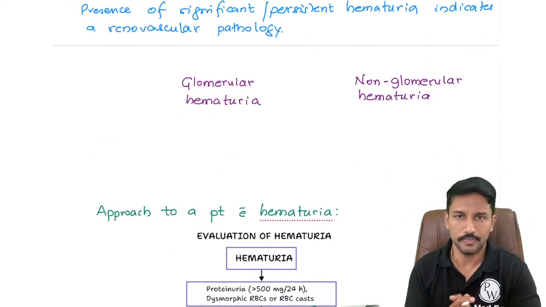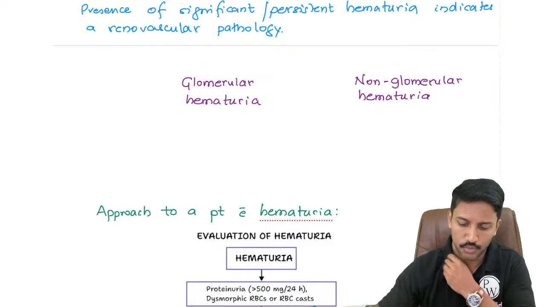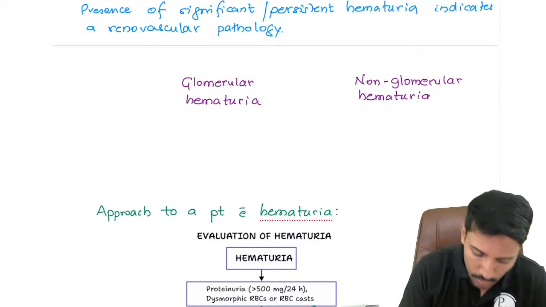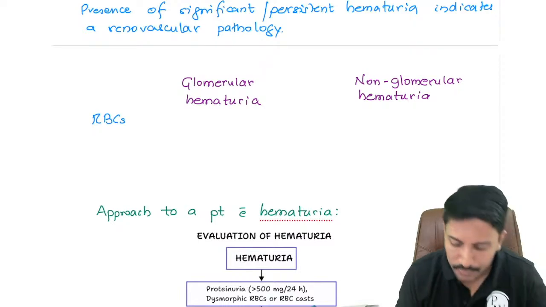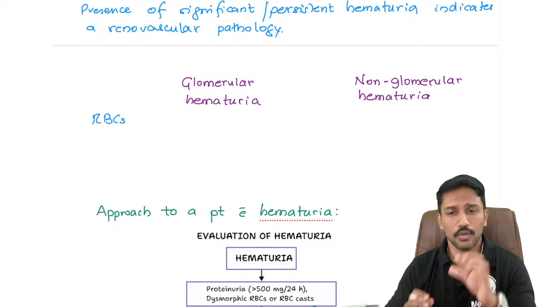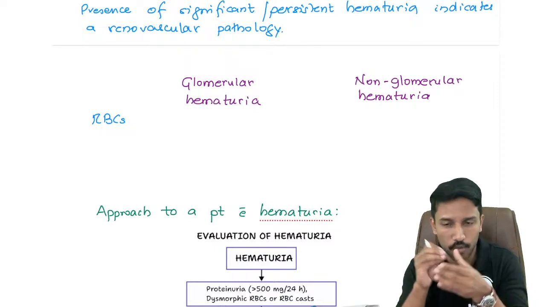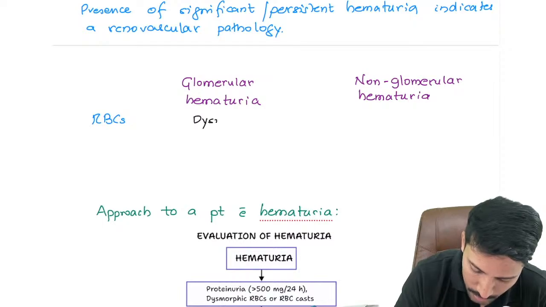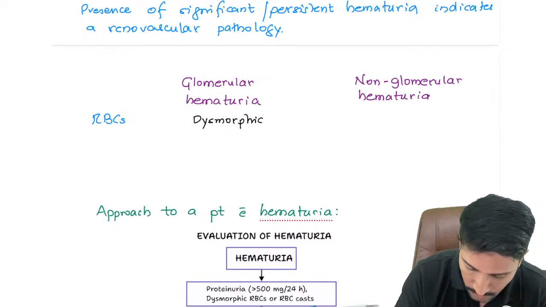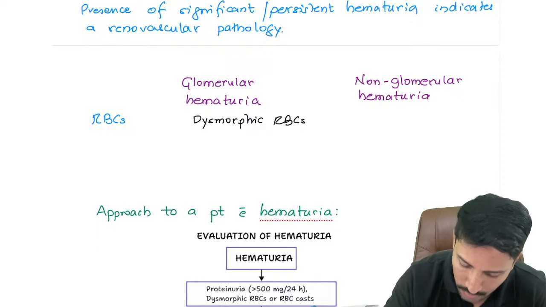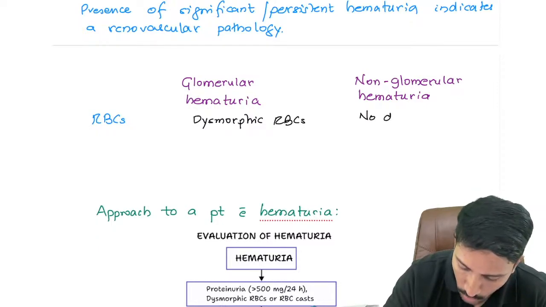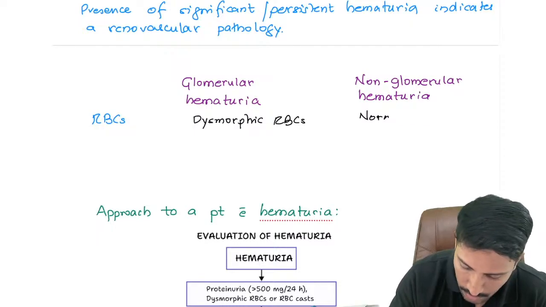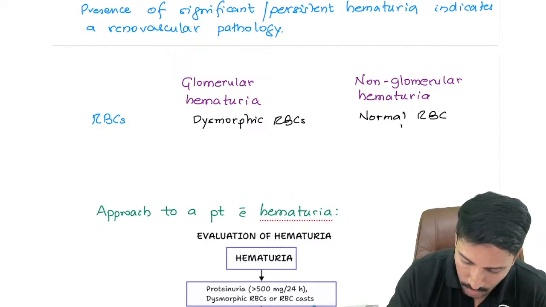How do we differentiate? Okay, so non-glomerular hematuria generally contain normal appearing RBCs. On the other hand, the glomerular hematuria will have RBCs which are dysmorphic. Why? Because the RBCs are passing through those injured glomeruli, and when they pass through, they get damaged. So we'll have dysmorphic RBCs in glomerular hematuria. On the other hand, non-glomerular hematuria, we will have normal RBC morphology, or you can say no dysmorphic RBCs.